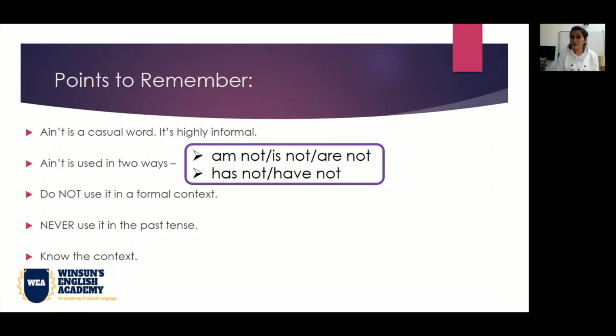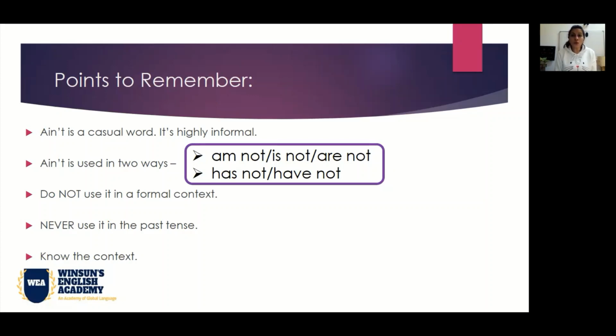Ain't is used in two ways. As I said earlier, the be form and the have form. Be form: am not, is not, are not. And the second one, has not and have not. Do not use it in formal context. I repeat, please do not use it. Next, never use it in past tense.